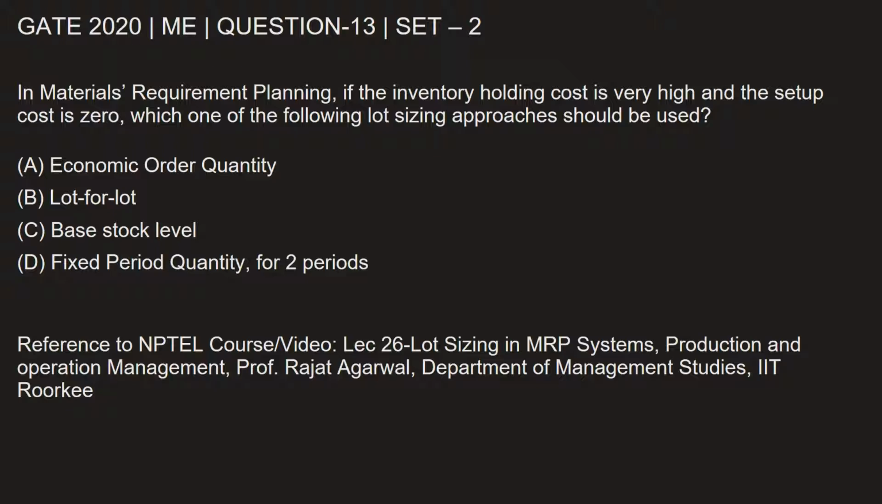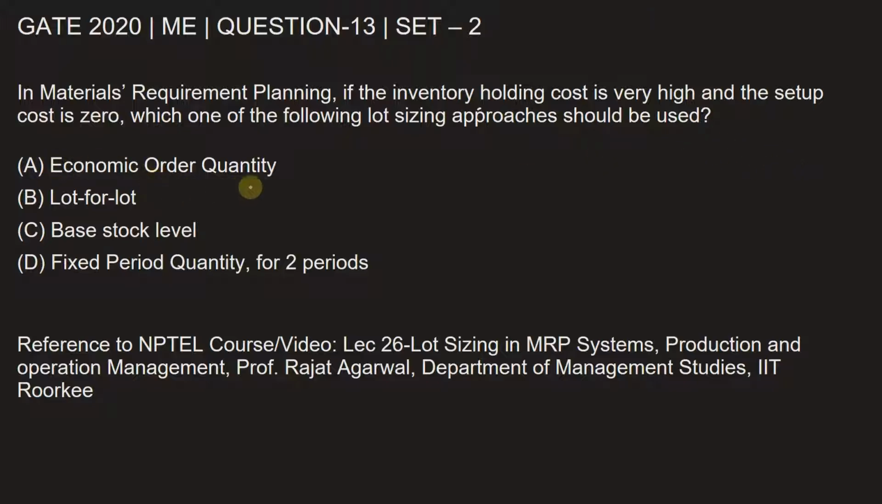Hello aspirant, this question is from GATE 2020 Mechanical Engineering paper set 2 question number 13. In materials requirement planning MRP, if the inventory holding cost is very high and the setup cost is 0, which one of the following lot sizing approaches should be used?